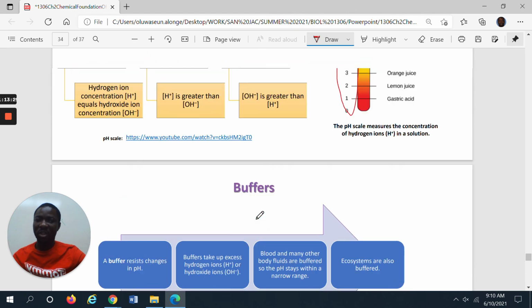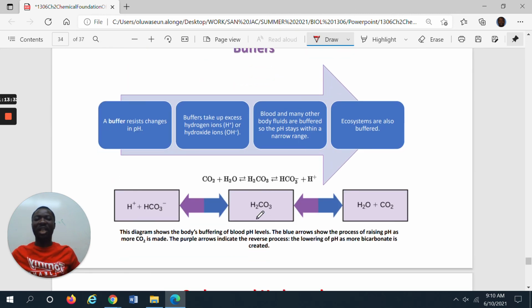Then what is a buffer? A buffer is any substance that helps to resist change in pH. Any substance that helps to maintain balance in pH, that helps to avoid deviation either to acidic or basic, any substance that helps to maintain the pH of a solution is a buffer. So for your stomach, carbonic acid, H2CO3, will be a buffer, right? Because inside your stomach you have a pH of about 2, right?